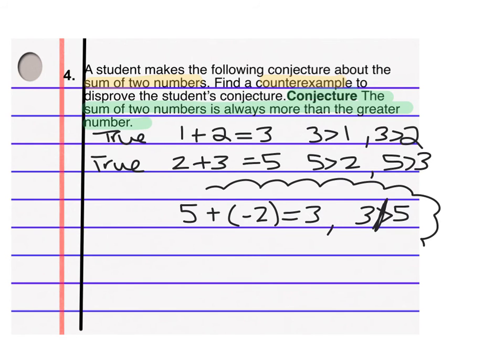So here's a counterexample right here. If I use the numbers 5 and negative 2, my sum is 3. 3 is not greater than 5. So I have disproven the statement by coming up with a counterexample. And that would work for any negative number, by the way.